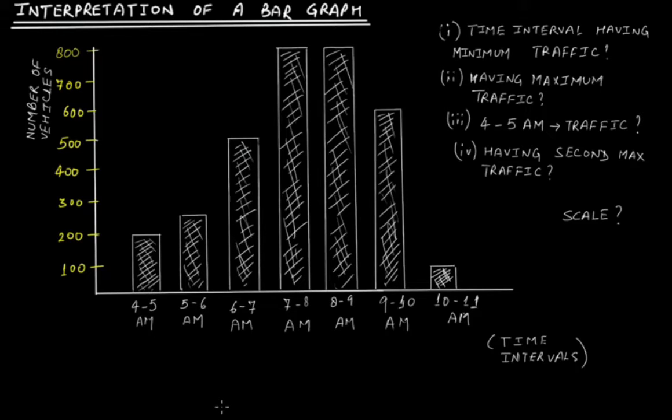Let's learn how to interpret any given bar graph or bar diagram. This is a bar graph which shows us the information of traffic at any given traffic signal. On the horizontal line, we have time intervals.